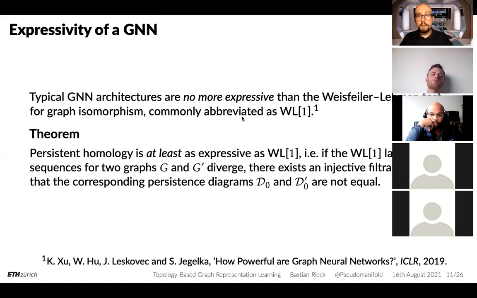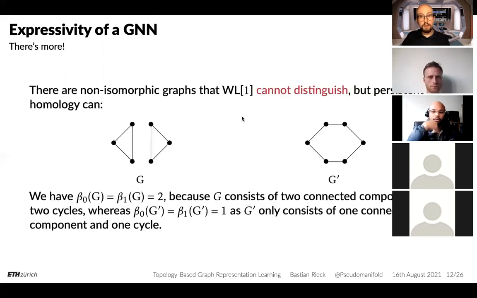So why am I mentioning this? I'm mentioning this because in this preprint, we are showing that persistent homology and also our layer is at least as expressive as WL1. So essentially, we're showing that it's not worse than a GNN, which is kind of a nice thing to have. But we also show one thing more. We show that, in fact, there are non-isomorphic graphs, so two graphs that cannot be turned into one another, and WL1 cannot distinguish those graphs. So WL1, and thus also many current graph neural networks, would tell you that those graphs are the same.